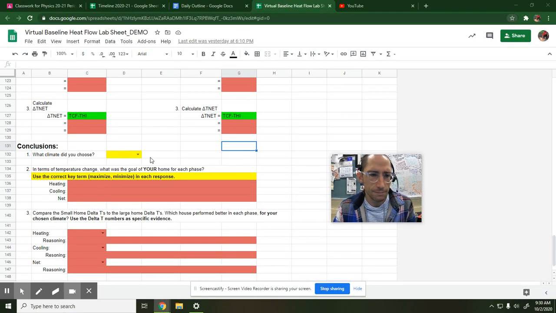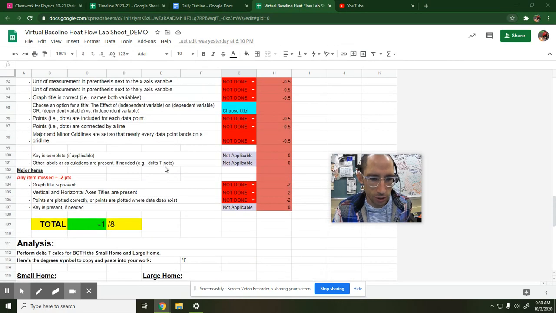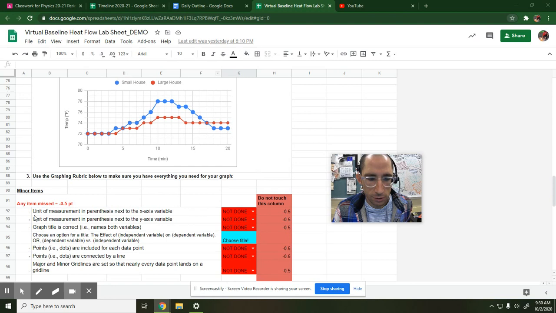I'm bouncing back to net because it seems like people were getting hung up on it. So net is an overall change. Net is about the overall change in temperature of the house, right? If it starts at 72 and finishes, say, at 74, this is the net. That change is the net change, the overall change. If it starts at 72, ends at 74, then its net change is only 2 degrees Fahrenheit.